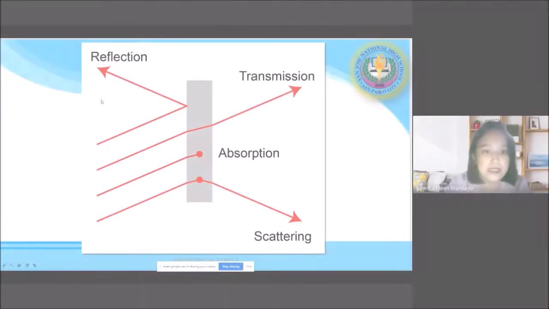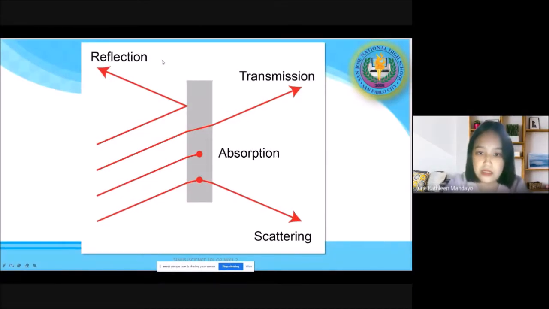Light can be reflected by matter. Light can also be transmitted. That's why we can look through clear glasses and see things from behind them. That is because of transmission. We also have light being absorbed by matter. That's why leaves or plants are able to photosynthesize. That is because of the visible light that is being absorbed by these organisms. And lastly, light can be scattered by matter.